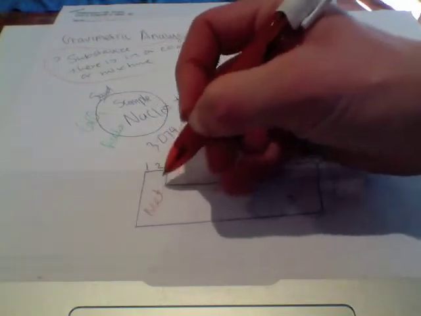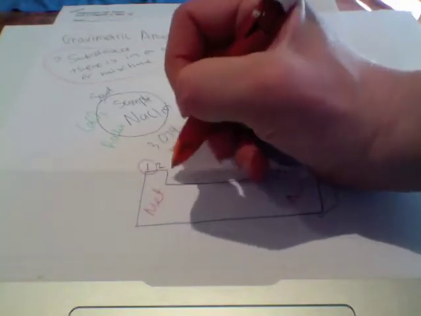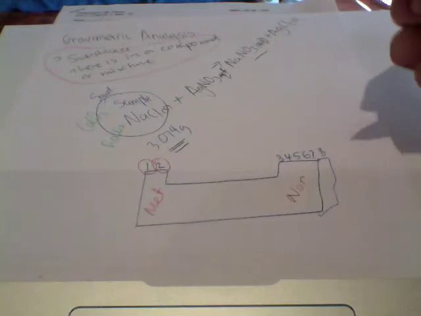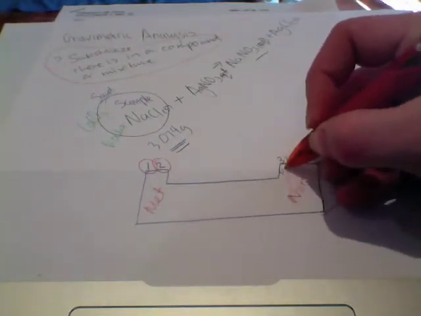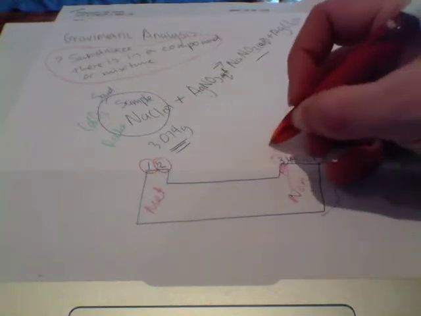Metals will always be positive. Why? Because group 1 will have 1 electron in its outer shell, group 2 will have 2 electrons in its outer shell, and group 3 will have 3 electrons in its outer shell, right?